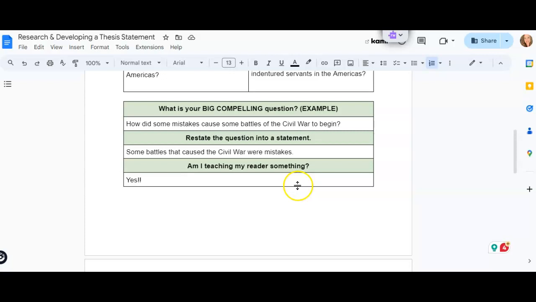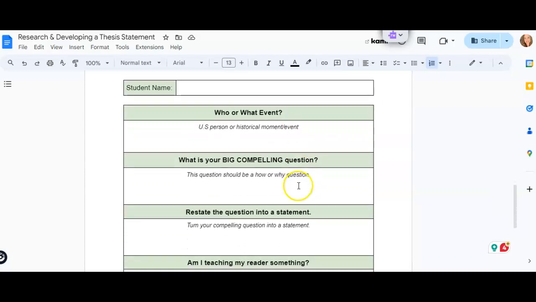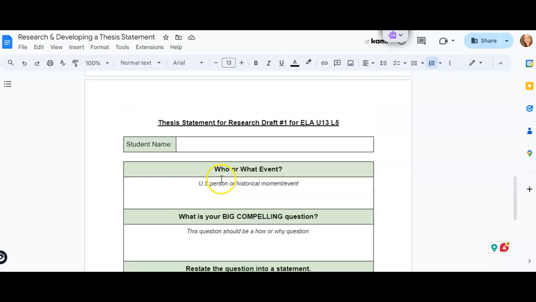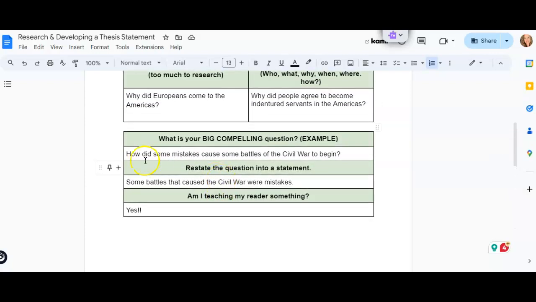So you are going to come up with your who or what. You need to have a big, compelling question, okay? And right here, it says, how did some mistakes cause some of the battles in the Civil War begin? This is an example of one. So this is a deep one. I definitely don't recommend doing Civil War just because you could do a battle in the Civil War, but don't do Civil War because it's way too big.